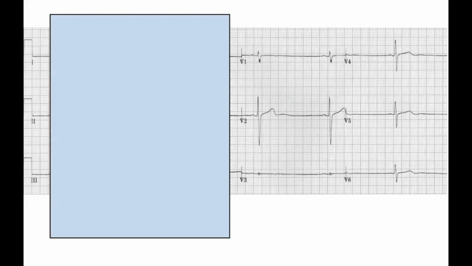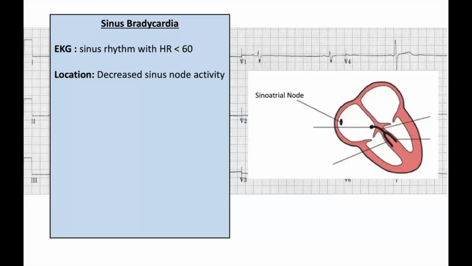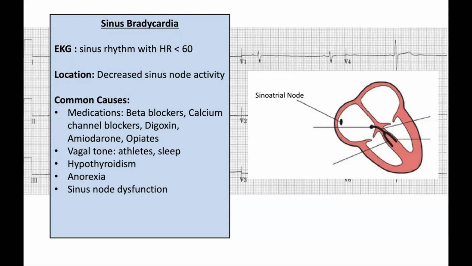I also wanted to do a review of what sinus bradycardia is. So on our EKG again, it's sinus rhythm, a heart rate less than 60. And you're going to have essentially decreased sinus node activity, which is resulting in this rhythm. Common causes, so medications like beta blockers, calcium channel blockers, digoxin, amiodarone, opioids are just a few of the many medications that can lead to this. Increased vagal tone, so athletes you'll see sometimes have sinus bradycardia when you're sleeping, hypothyroidism, anorexia, sinus node dysfunction, myocarditis.